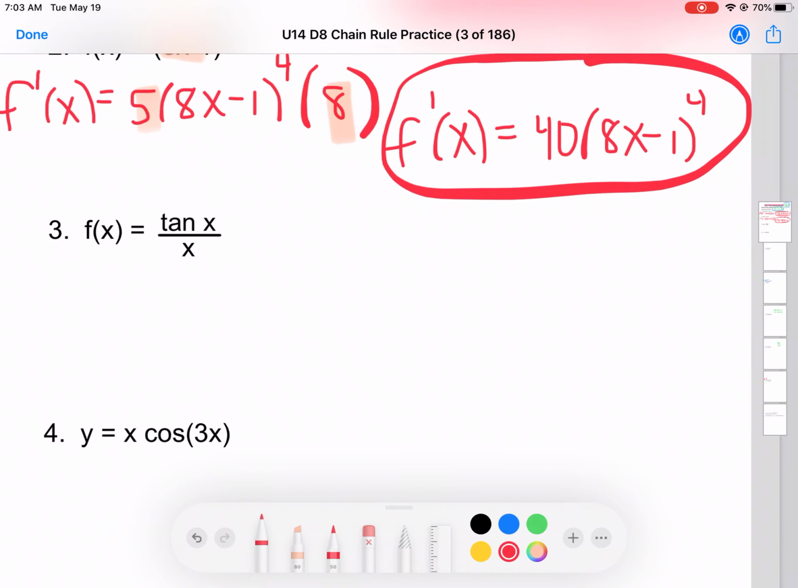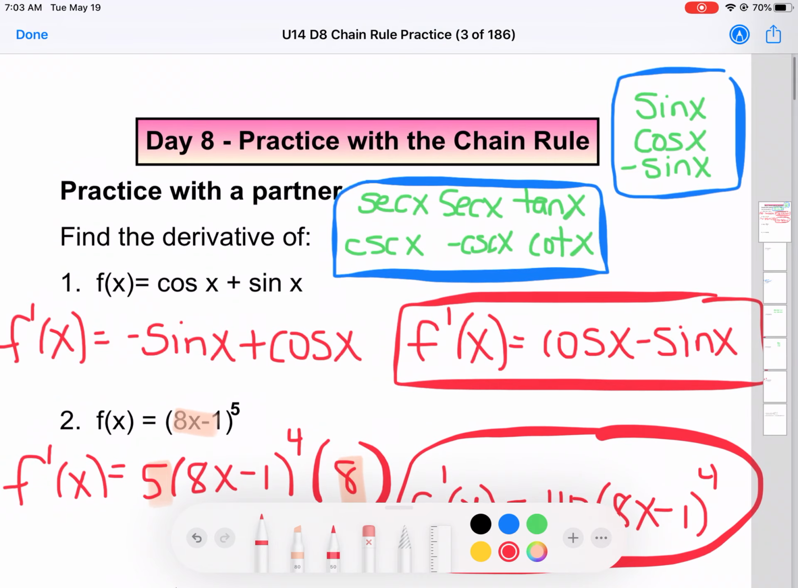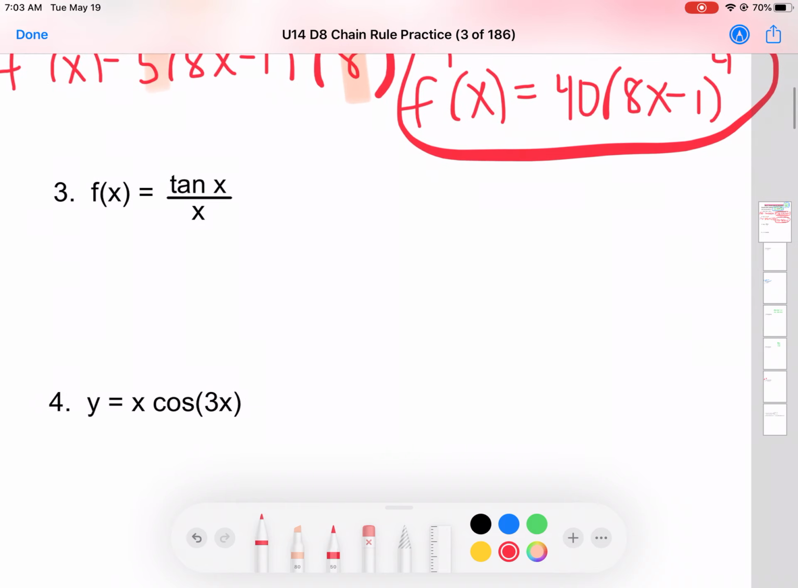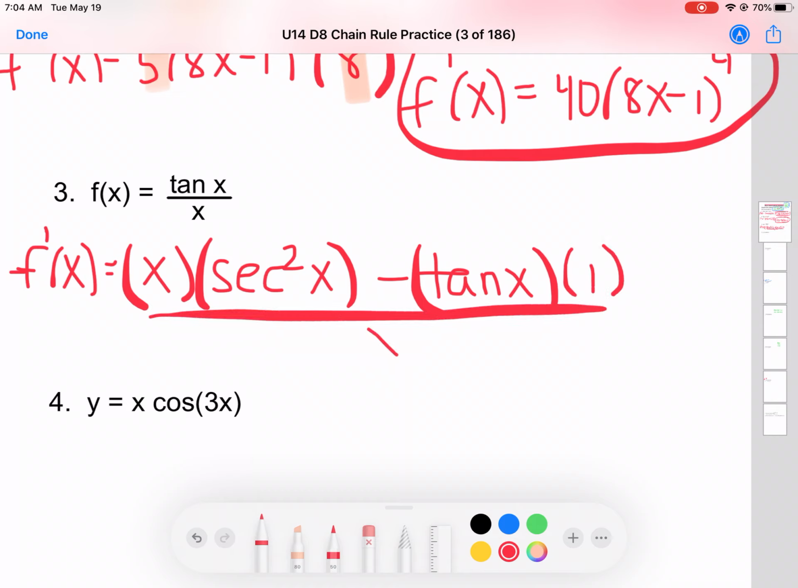Number 3, we have a little bit of quotient going on. So let's look back up at what the derivative of tan is. The derivative of tan is going to be secant squared. And we have some quotient rule here. Okay, so bottom times derivative of the top minus top times derivative of the bottom, all over bottom squared. And it looks like we could basically leave it like that. There's no cleanup to do there.